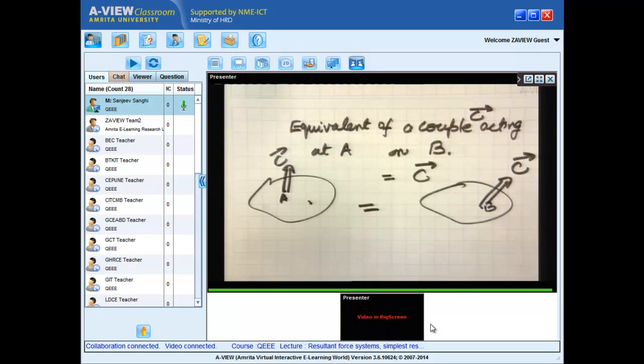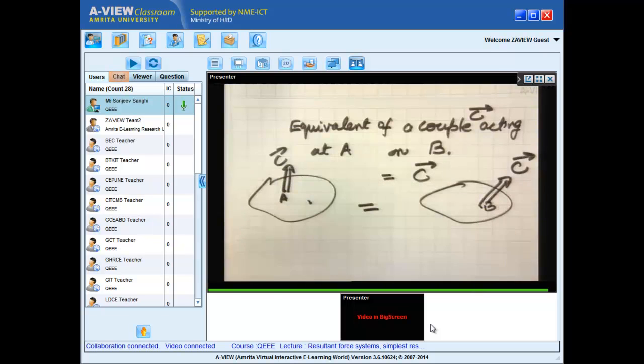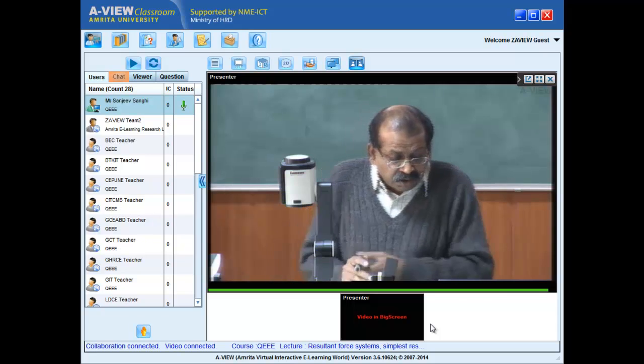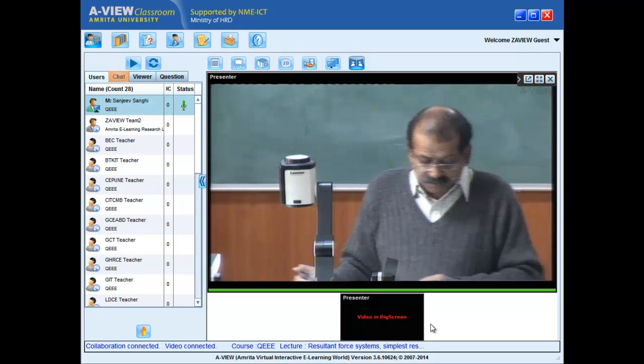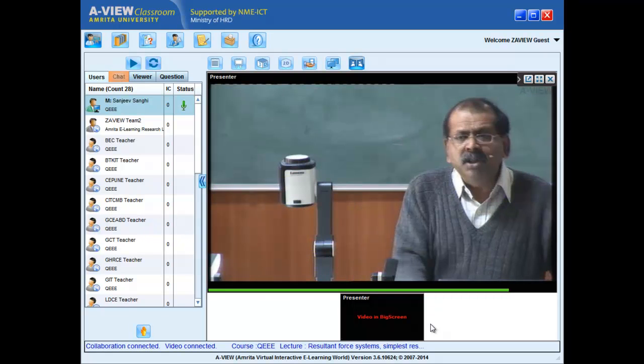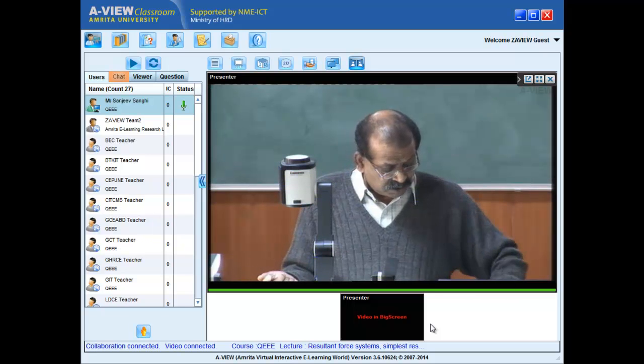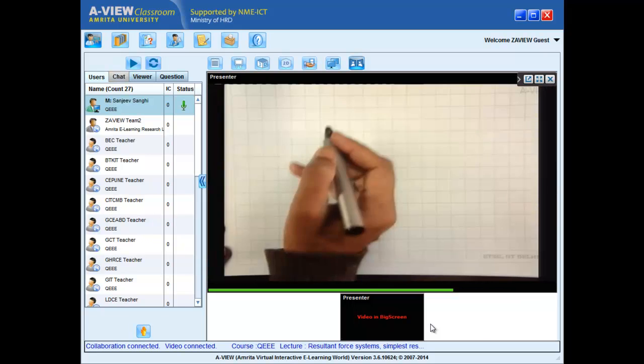Because a couple is a free vector, we can transfer it as it is. I think I should have drawn this C parallel to this, but that is what you should assume. So it just shifts by itself. So now let us generalize. All the individual forces acting on a body will shift like this. So now let us show this.